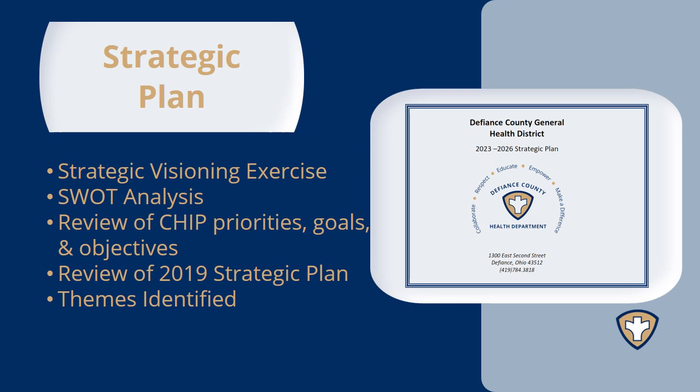All staff and leadership then reviewed the previous strategic plan, which had been conducted in 2019. Themes were identified looking at all of this data, and then all of this was presented to the Defiance County Board of Health for review and any further recommendations. The strategic plan was adopted in May of 2023 and will carry on and go through 2026.